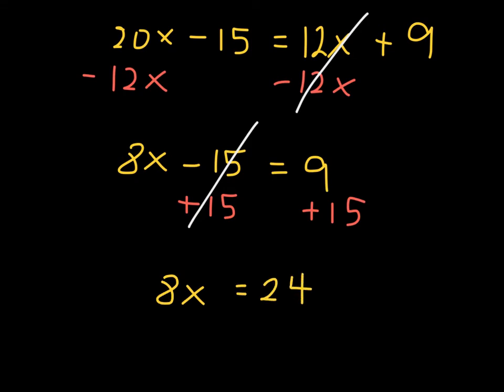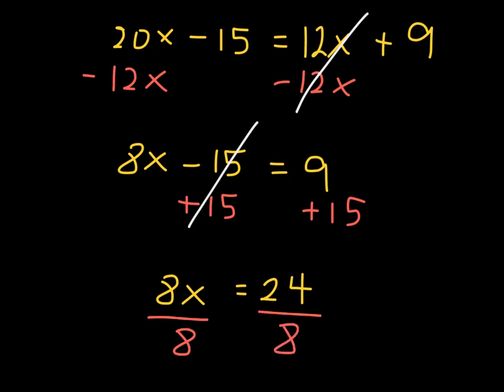Now the operation that is between 8 and x is multiplication. This is 8 times x. There's no operation symbol, but when a number is right next to a variable, it's implied to be multiplication. So because this is multiplication, the opposite of multiplication is division. So I'm going to divide both sides by 8.